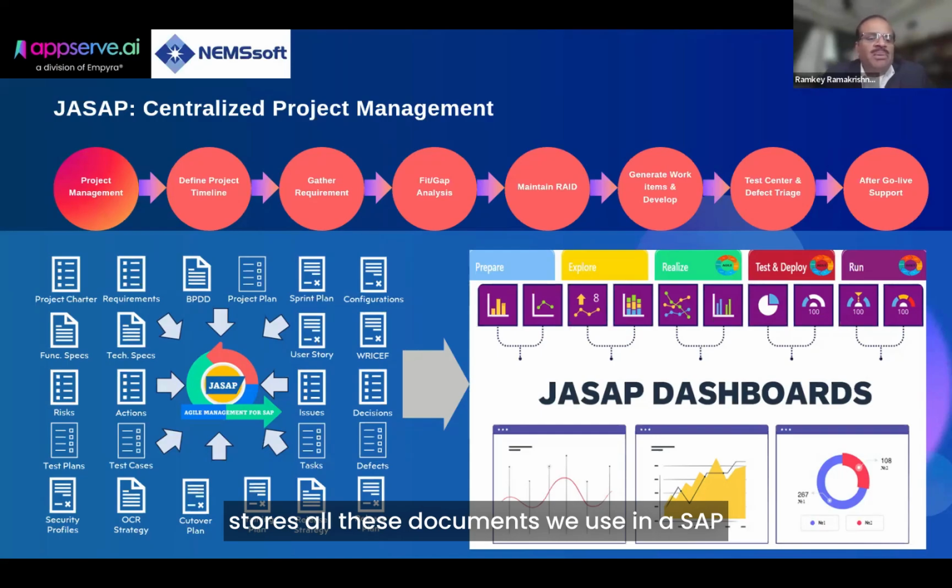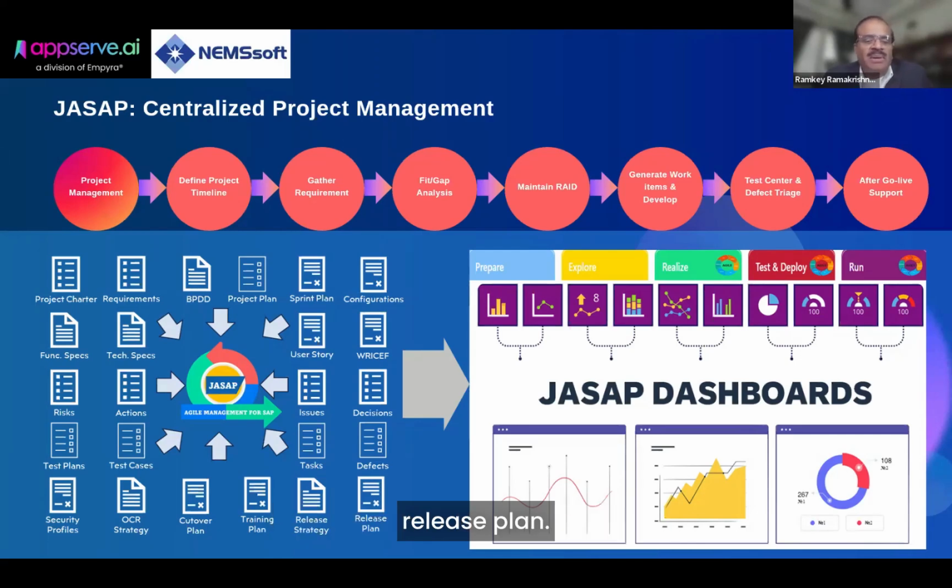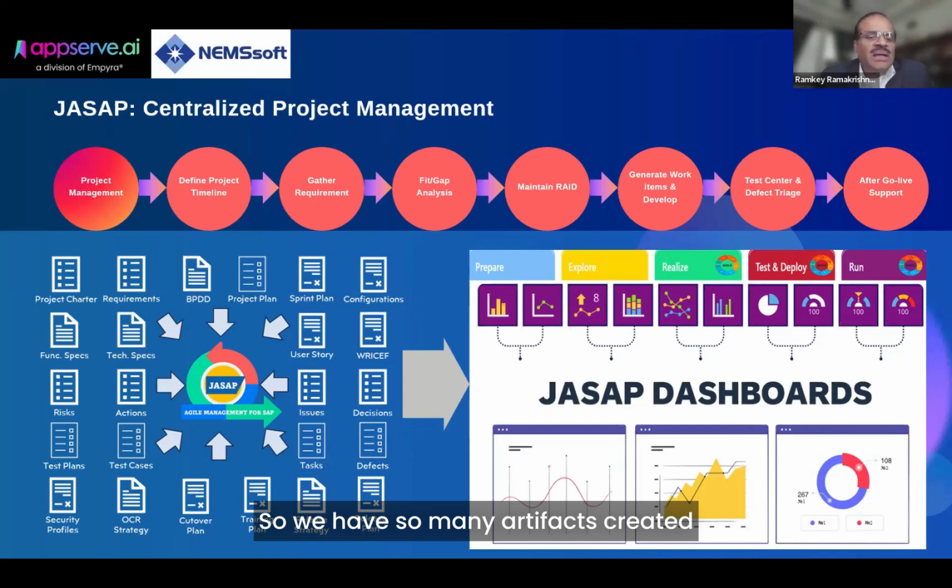we use in a SAP project, like project charter, requirement, business process, design document, project plan, functional specs, technical specs, risk, actions, issues, decisions, cutover plan, training plan, security profile, release plan. So we have so many artifacts created during the project, and all those things are put in a centralized place and used for creating the wonderful dashboard to give quick information.